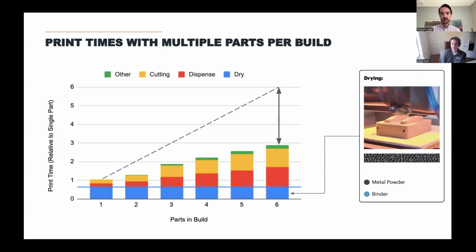That's the reason we don't see a linear or proportional increase in build time with your part quantity on the plate. If this trend were linear, we would expect to see a 6x increase in print time with 6 times the number of parts, provided the parts are all the same. In reality, because drying time is consistent, and we don't see exactly a linear trend with respect to the other operations, cutting and dispense time, there are big advantages here in packing the build plate with multiple parts.